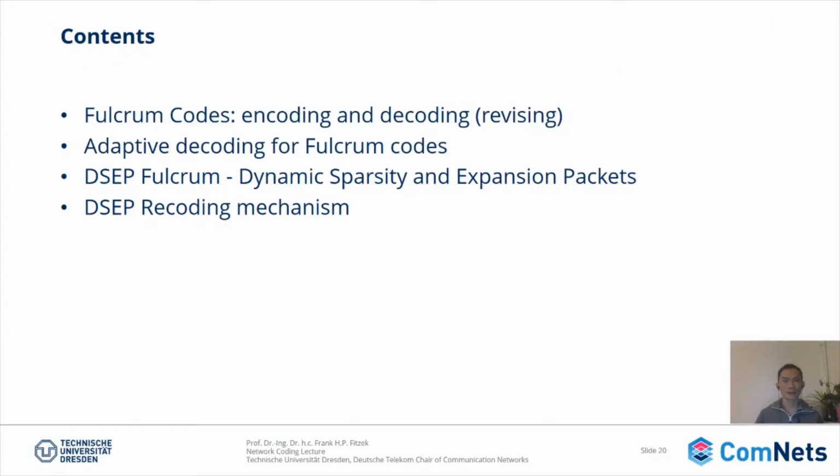Here are the contents that we will figure out in this lecture. Firstly, I will shortly revise the Fulcrum encoding and decoding, and then introduce the very interesting scheme, adaptive decoding for Fulcrum codes. Finally, we will learn about DSEP Fulcrum and its recoding mechanism.